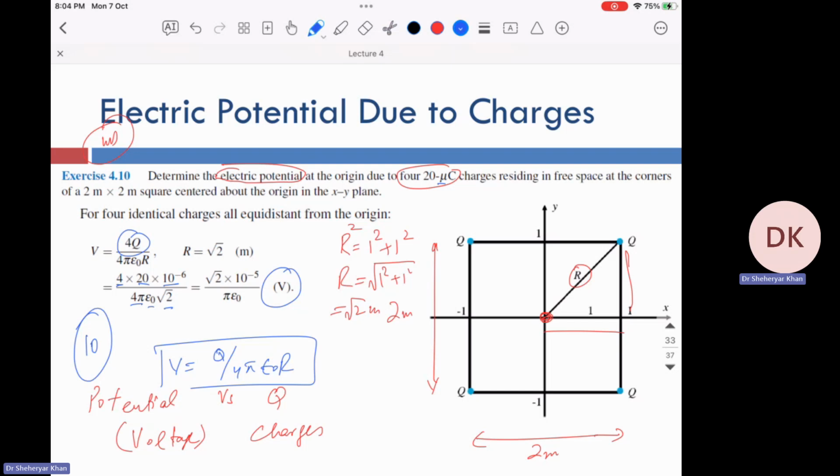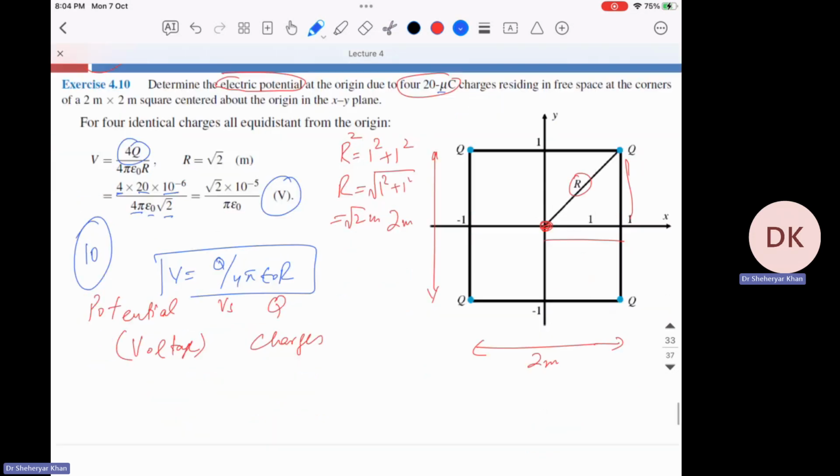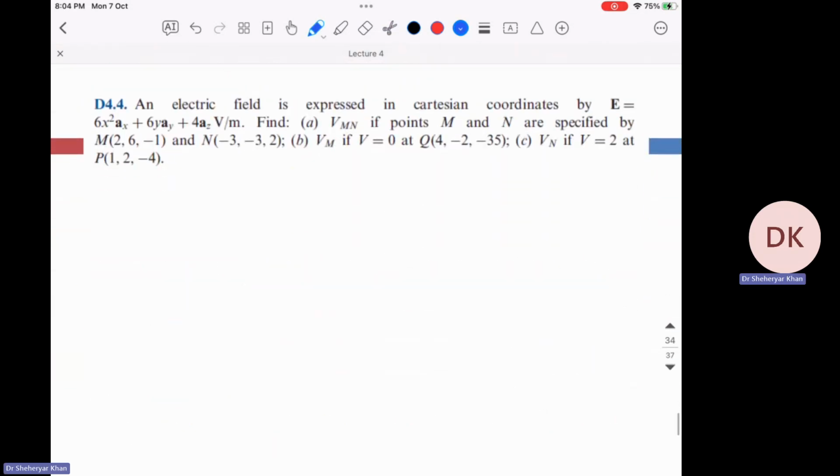It's done. It's clear. Okay, let's. So can you solve it by yourself? Given an electric field, okay, E is 6x square. I can write it even.